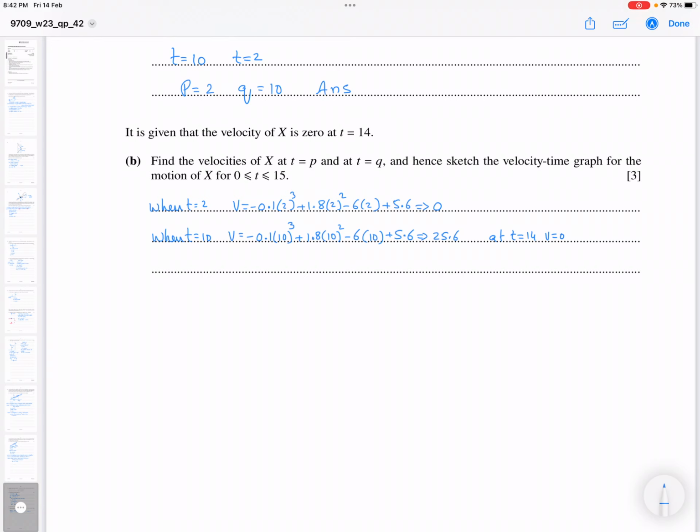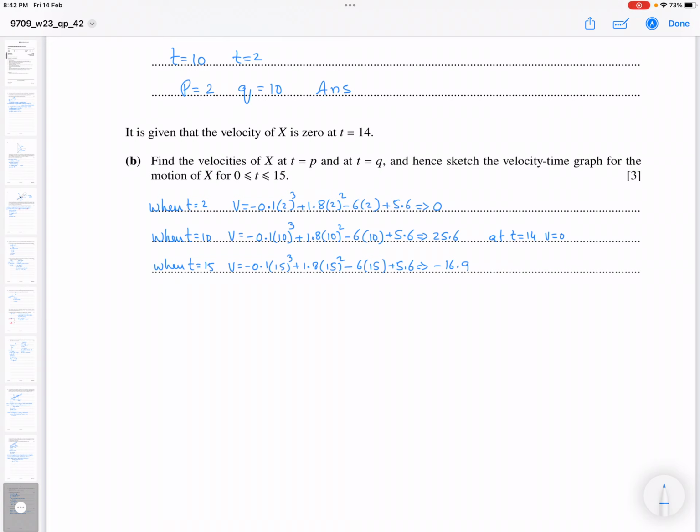Now calculate the velocity when t is equal to 15. So v equals minus 0.1 times 15 cube plus 1.8 times 15 square minus 6 into 15 plus 5.6, and this gives you minus 16.9.